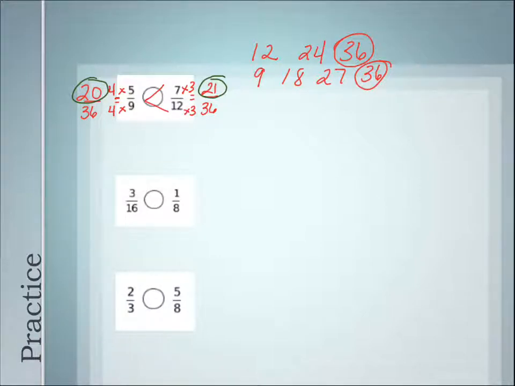Let's look at this next one. Let me try it here. Let's see, I'm going to count by 8s, so then I would have 8, 16. So I don't have to do anything with 3/16, but I can go ahead and take 1/8 and make it a fraction with 16 as my denominator. 8 times 2 is 16. 1 times 2 is 2. Well, 3 is more than 2, so 3/16 has to be greater than 1/8.